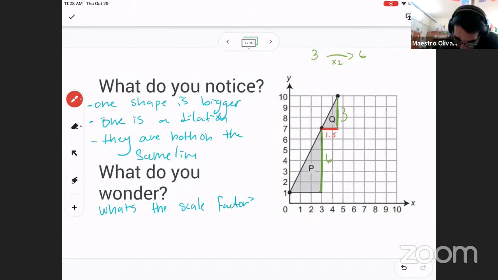What about P? How much does this measure here? What's the length there? Thank you, Angel, Catherine, Juan. Yeah, 3. So it went from 1.5 to 3. What do you think the multiplier is?